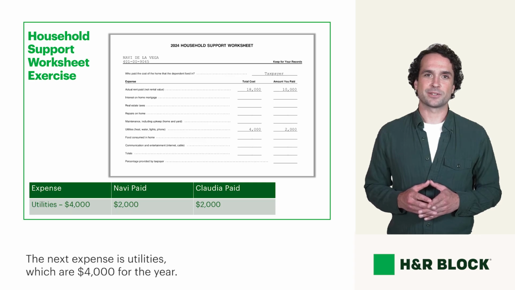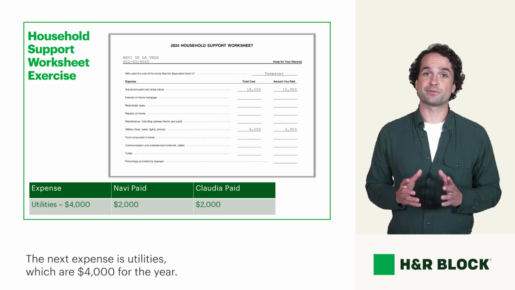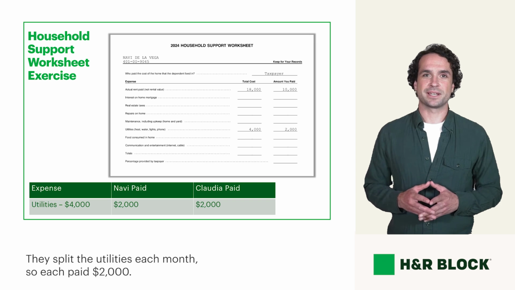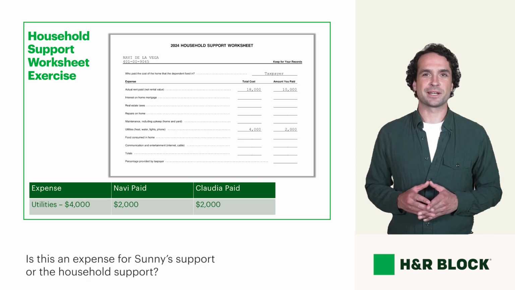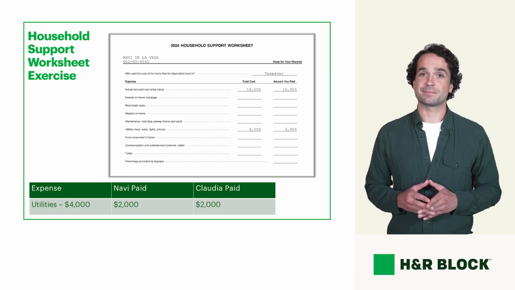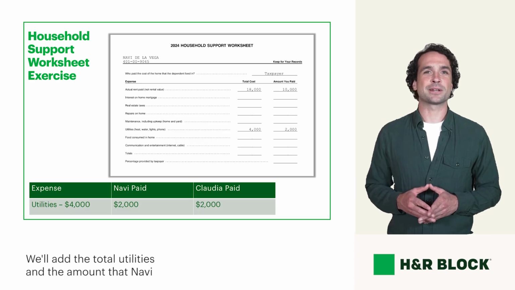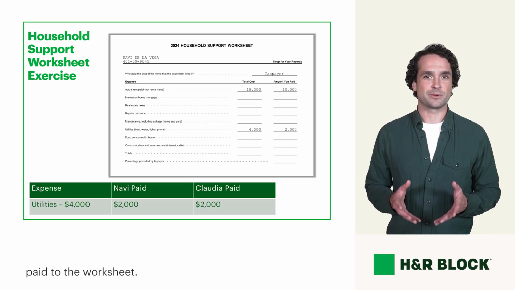The next expense is utilities, which are $4,000 for the year. They split the utilities each month, so each paid $2,000. Is this an expense for Sonny's support or the household support? It's both. We'll add the total utilities and the amount that Navy paid to the worksheet.